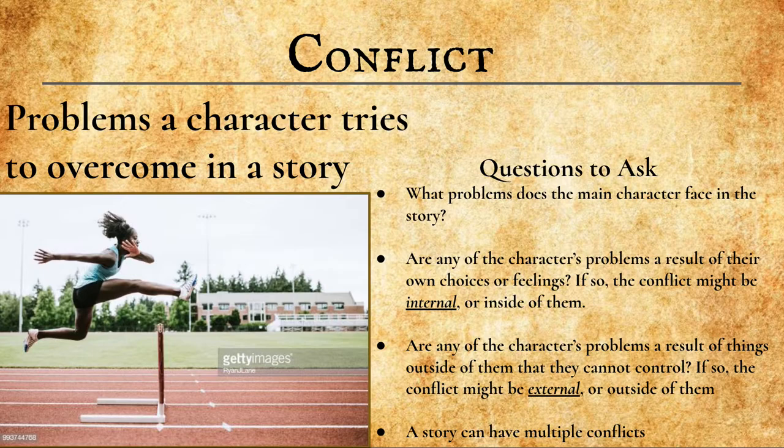All right, and the last thing we're going to look at is conflict. This is problems that a character tries to overcome in a story. So you could ask yourself, what problems does the main character face in the story? Are any of the characters' problems a result of their own choices or feelings? If so, the conflict might be internal, or inside of them. Are any of the characters' problems a result of things outside of them that they can't control? If so, the conflict could be external, or outside of them. A story can have multiple conflicts. It can have some that are internal and some that are external. You can have an external conflict that causes an internal conflict, or vice versa.